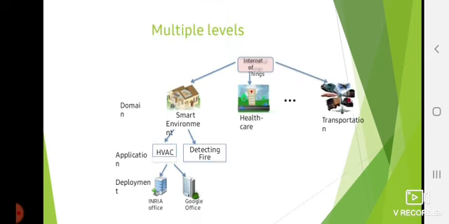Next, we are going to see about the multiple levels in the Internet of Things. It consists of three categories, that is, one is domain, another one is application and another one is deployment. The domain consists of smart environment, healthcare and transportation. The application consists of the HVAC and detecting fire. The deployment consists of INRIA Office and Google Office. These are the multiple levels of the Internet of Things. Based on these three categories, the Internet of Things can be classified or levelized.